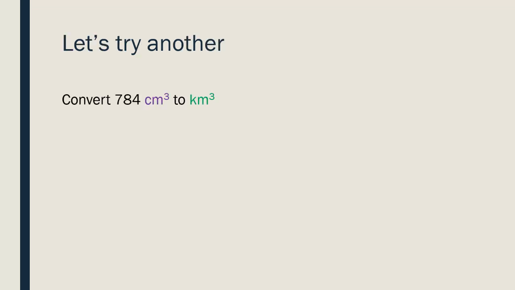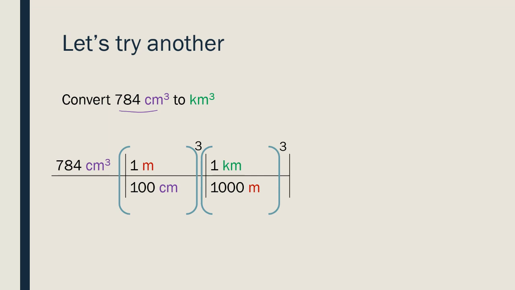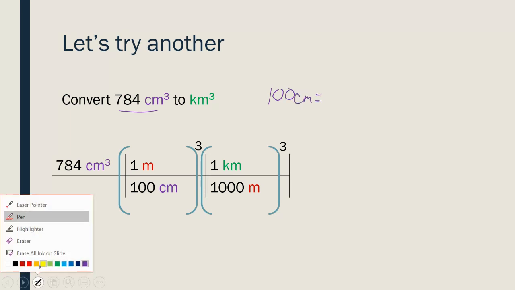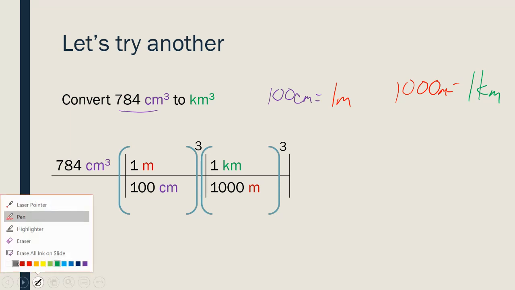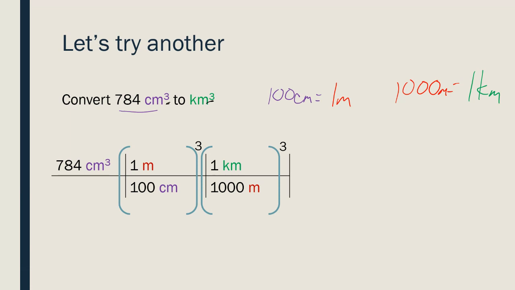So let's take a look at this. If you have to convert 784 centimeters cubed to kilometers cubed, you start with the given. So we have our 784 centimeters cubed. And the relationship we know is that 100 centimeters equals 1 meter. So this is what we know. And we also know that 1,000 meters equals 1 kilometer. But because everything in this question is being cubed, then we have to do it 3 times.